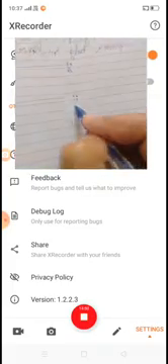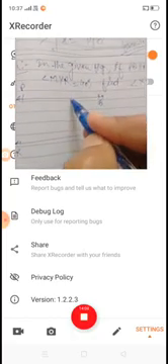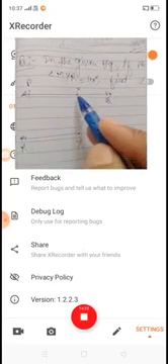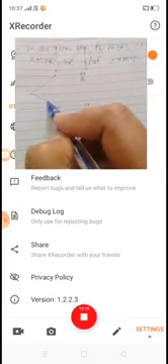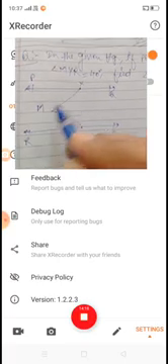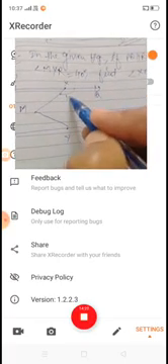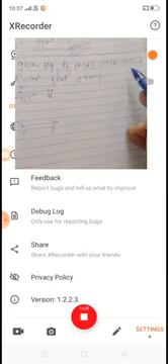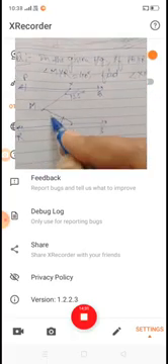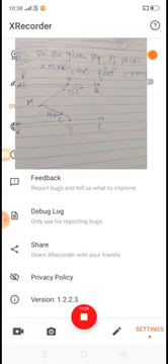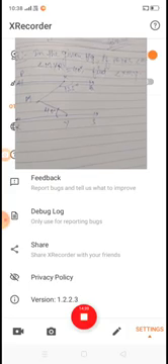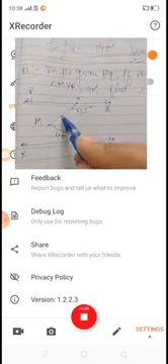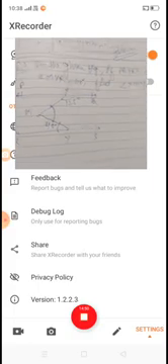Okay, your figure has PQ and RS. This is X, this is Y, this is M. This angle is 135 degrees and this angle MYR is 40 degrees. We find the angle XMY.